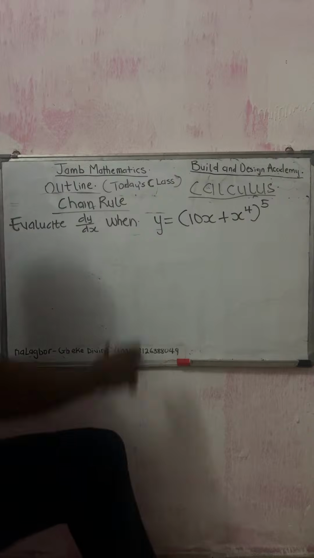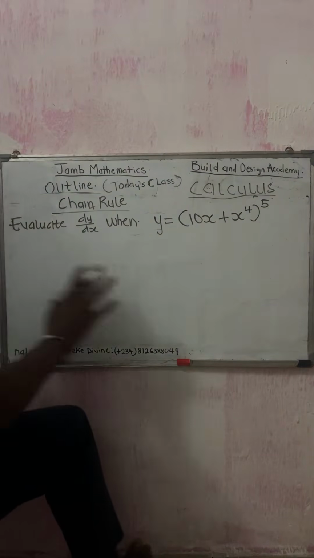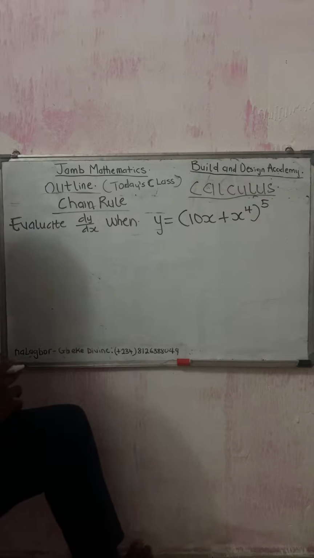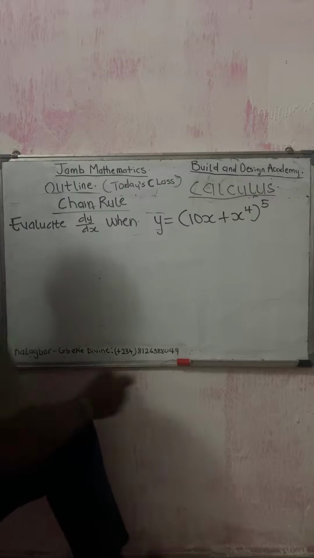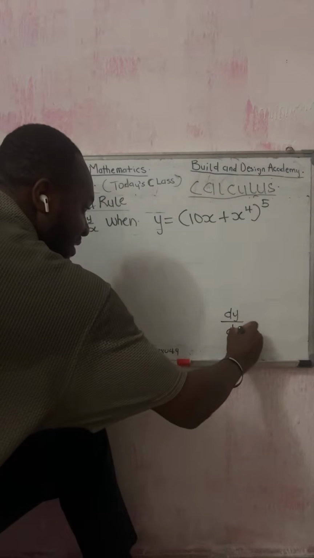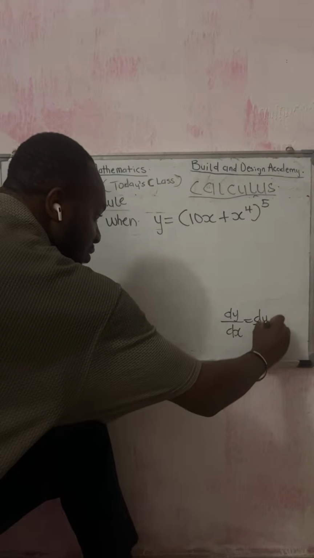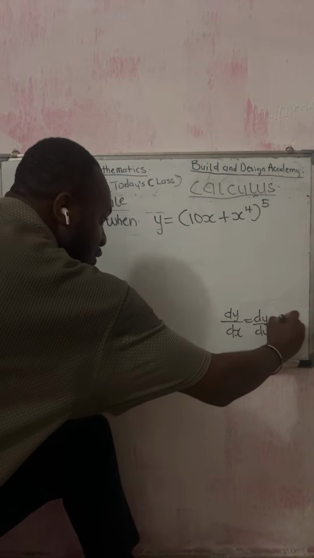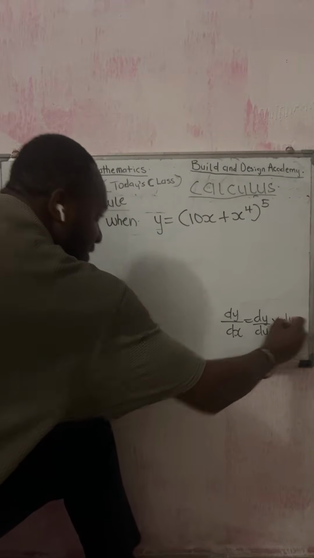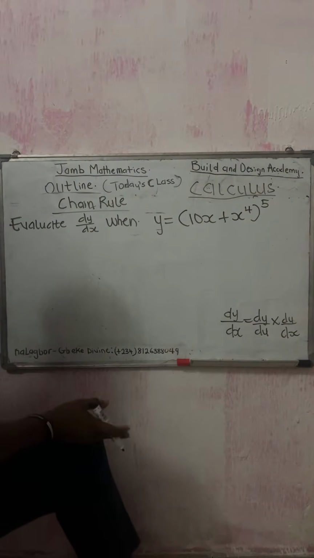So once you see y in the form of this expression, just know that you are going to use the chain rule. Put it at the back of your mind. And we know the formula for the chain rule, that dy over dx is simply dy over du times du over dx. So now, where is our u? We don't have u here, right?